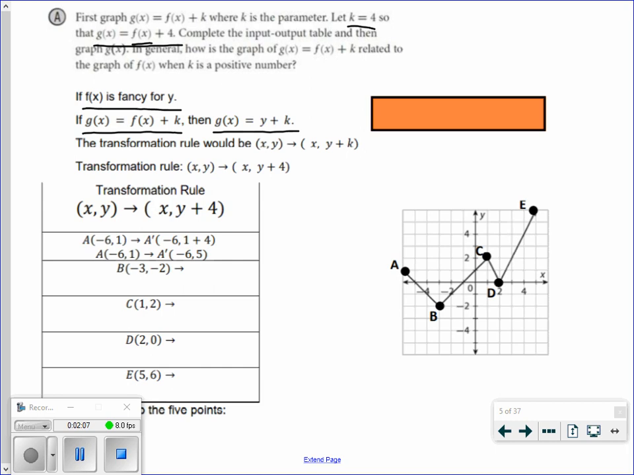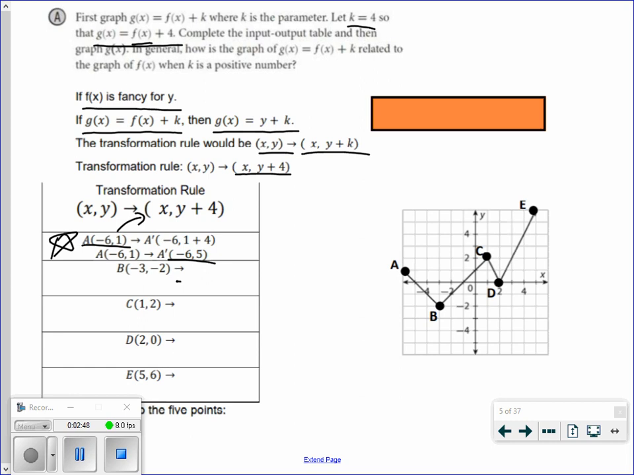So the transformation rule: you have our original point x, y, and we transform the original point to our new one by x comma y plus k. Or in other words, we're just going to add 4 to our original y value to get our new transformed point to figure out our new transformed graph. So for instance, on point A, we have this point negative 6, 1. We're going to put that into our transformation rule of x comma y plus 4. When we plug in our x and our y term into that transformation rule, we get the point negative 6, 5, because we just add 4 to our y value of 1.